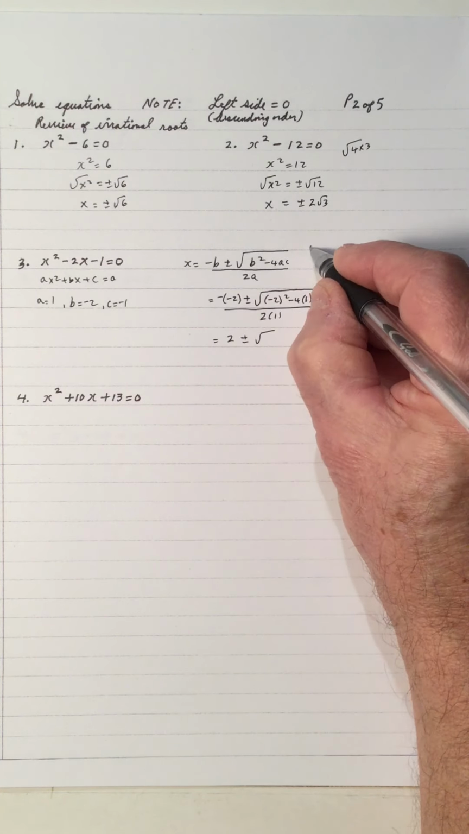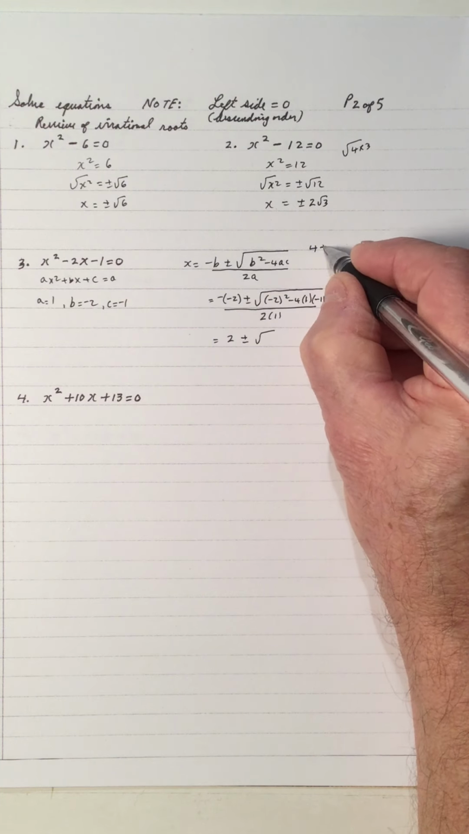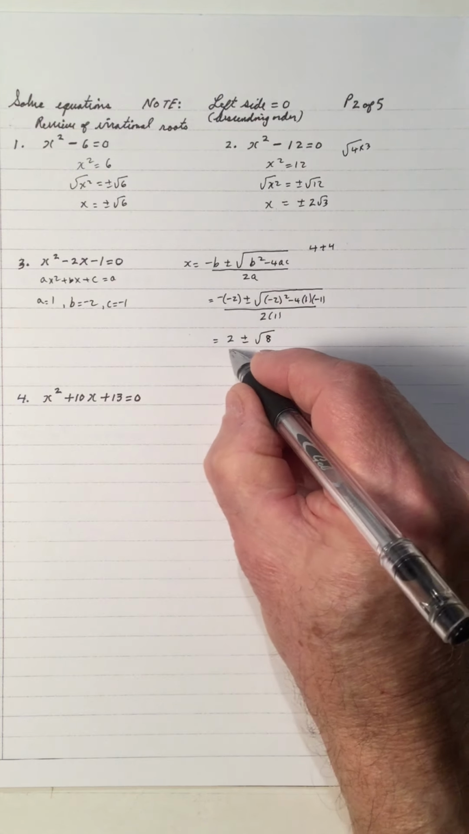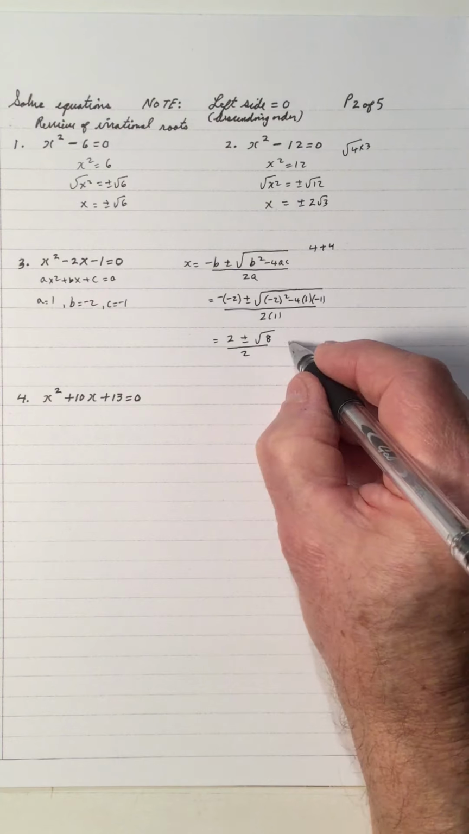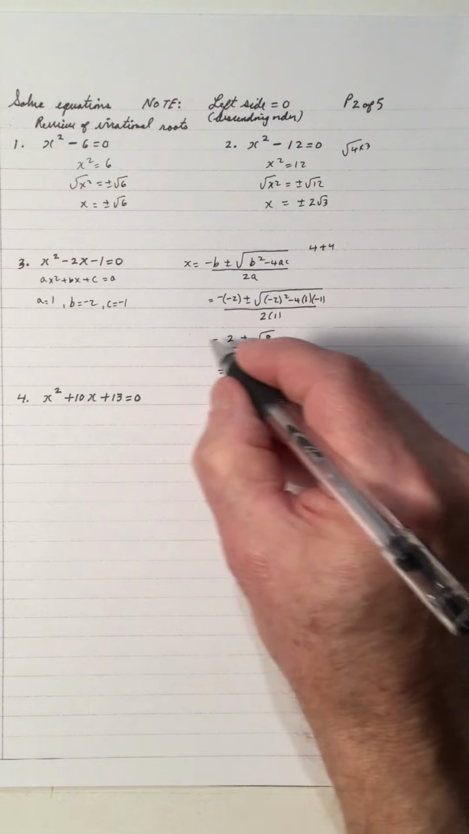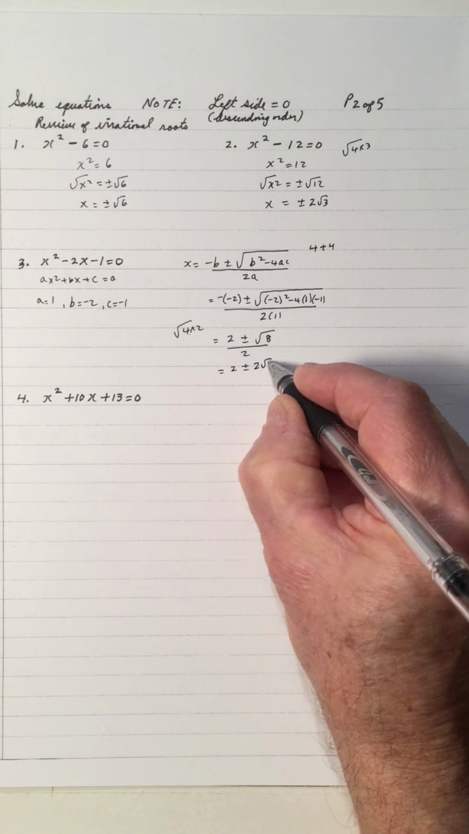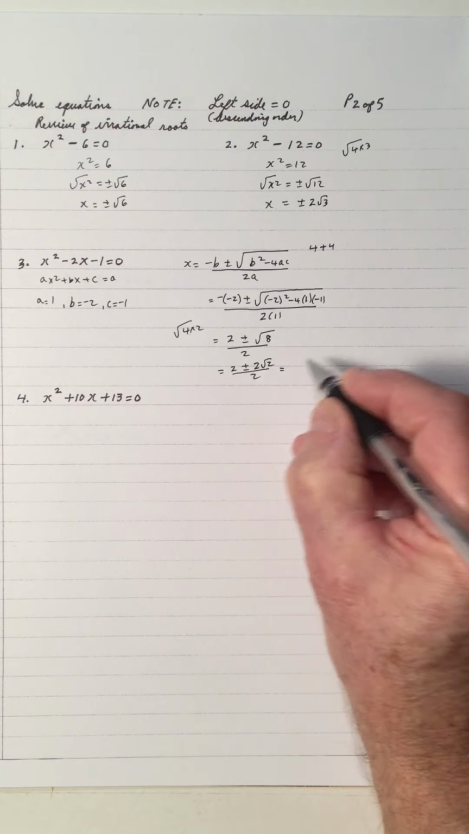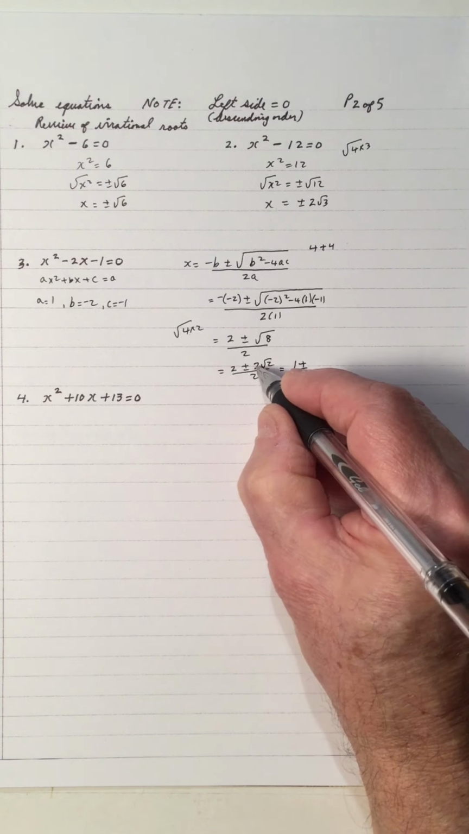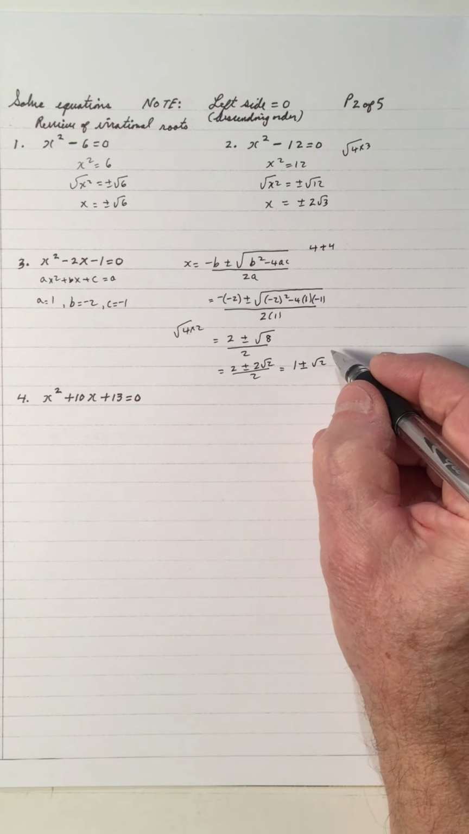That's negative 2 squared is 4. And negative times a negative is a positive. And 4 times 1 is 4. So that's an 8 divided by 2. And that becomes 2 plus or minus. And 8 is 4 times 2. Square root of 4 is 2, root 2 divided by 2. So we have 2 divided by 2 is 1, plus or minus 2 divided by 2 is 1. So the answer is 1 plus root 2 or 1 minus root 2.